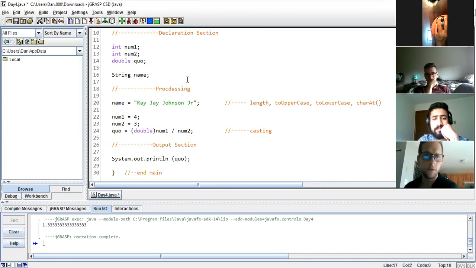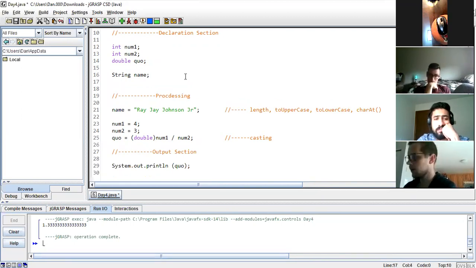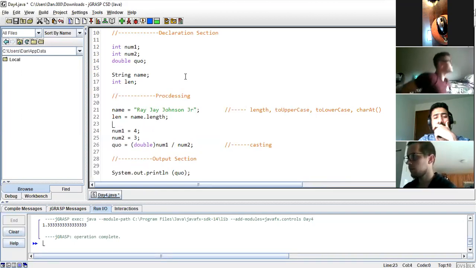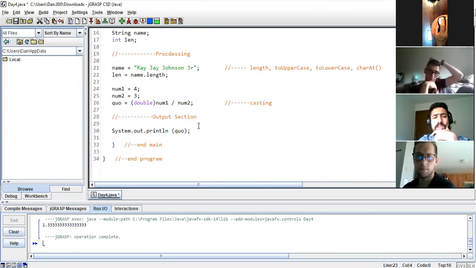All right, so let's first of all take a look at length. And when I say length, I'm going to get an integer, and I'm just going to call it len. So down here with my Ray J. Johnson Jr., I'm going to say the len is name dot length. Does that sound familiar? I think you're missing the parentheses. Okay, so we'll find out if I need them or not. So I'll put the parentheses in. Now I'm going to come down here to my system.out.println, and I just want to print out the len.